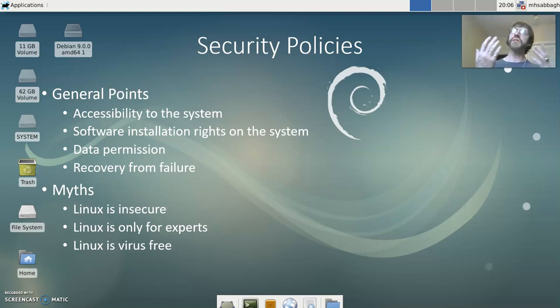Finally, Linux is only for experts. Everyone starts off as a GNUbie. When I say GNUbie, what I mean is G-N-U-B-I-E, as in someone who is a noob or a newbie at GNU Linux. Everyone starts off that way. Everyone you know who is really, really good at Linux used to be really, really not good at Linux.